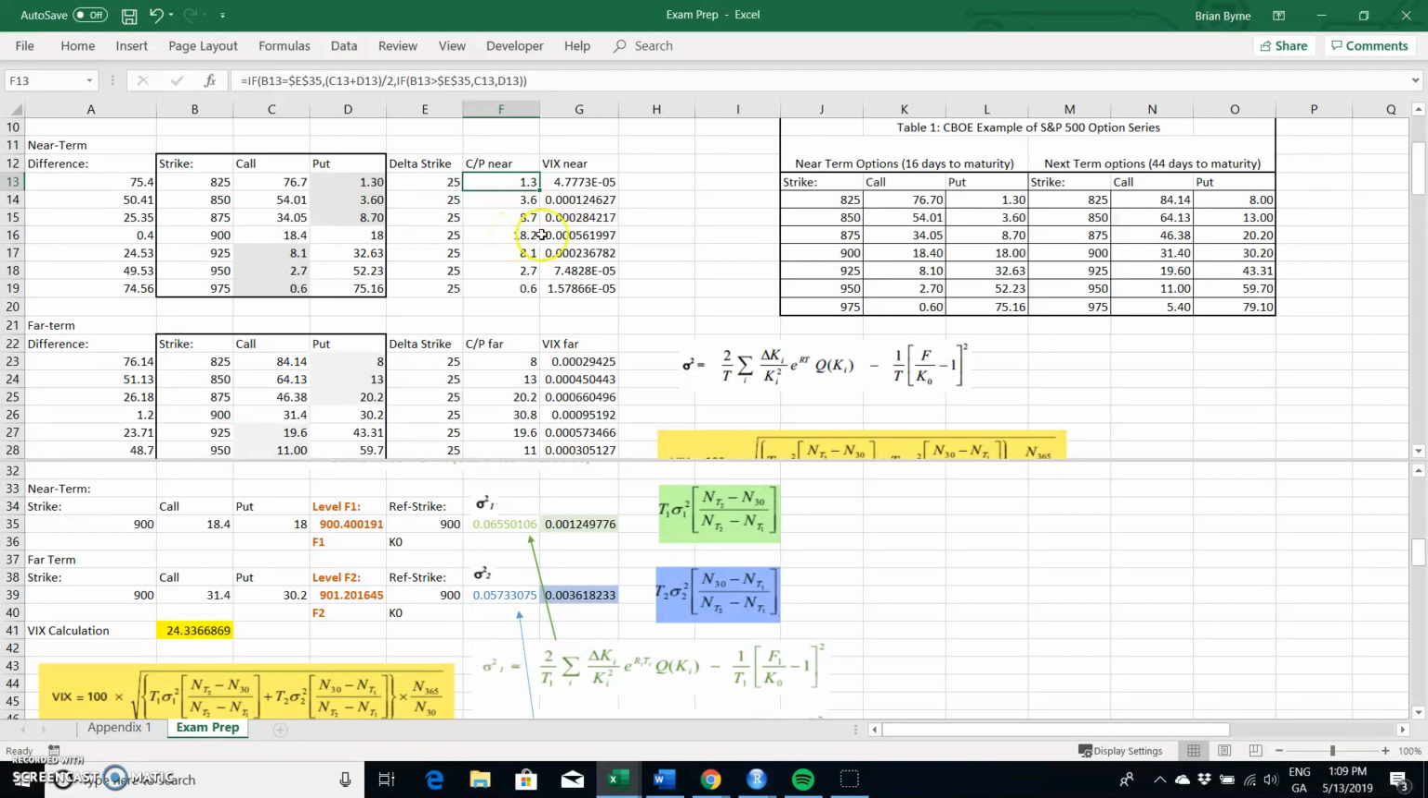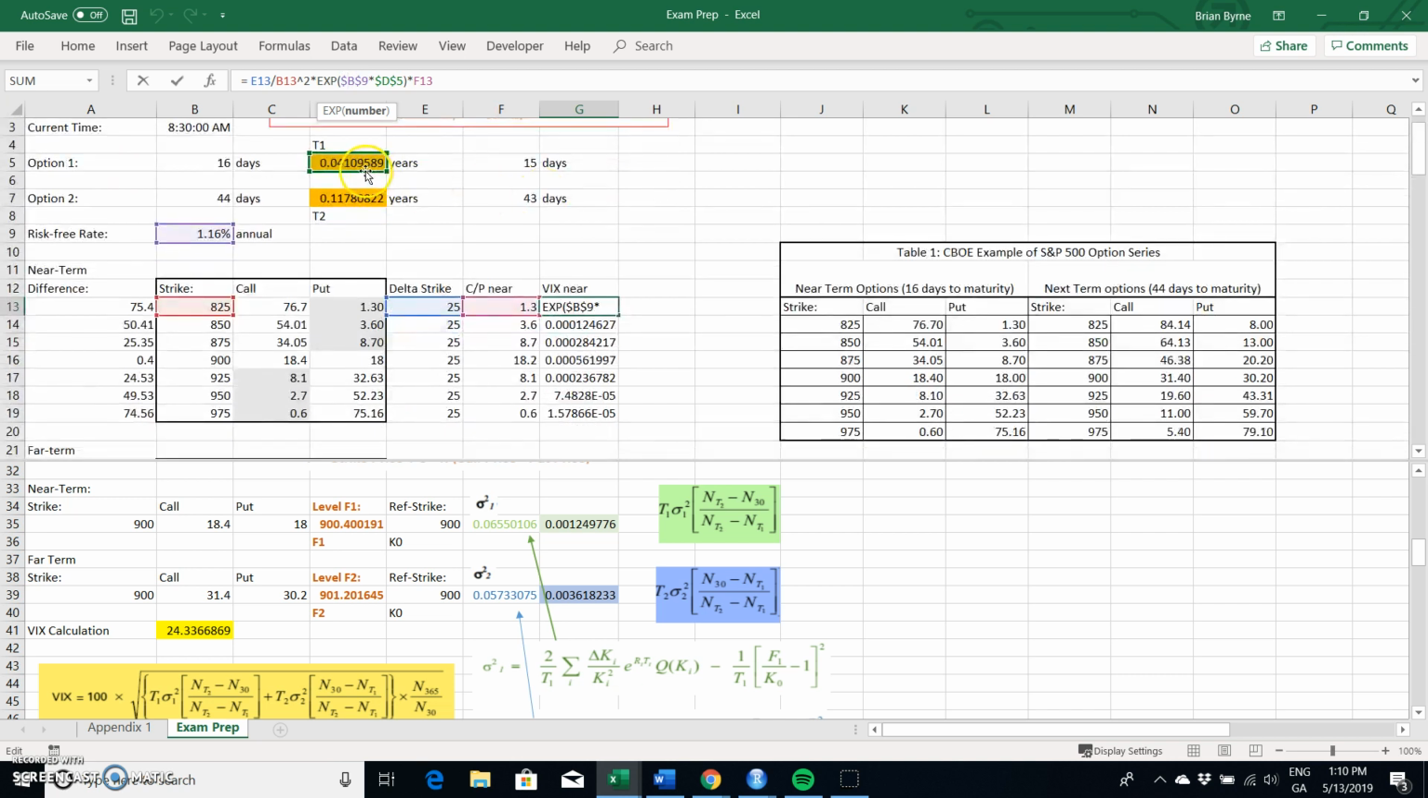The 1820 that we have here is the average of 1840 and 1800. The 181 is the out of the money call option. The 270, again, the out of the money call option. And the 60, again, is the out of the money call option. And to run this estimation here, we multiply by e^(RT). So e represents, if we come up to its RT, the interest rate is 1.16%, and T1 here is the time period engendered by the 16 days.